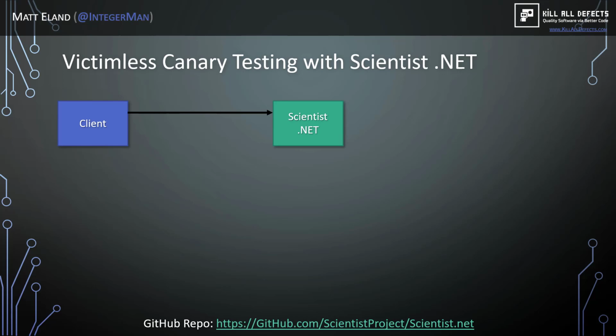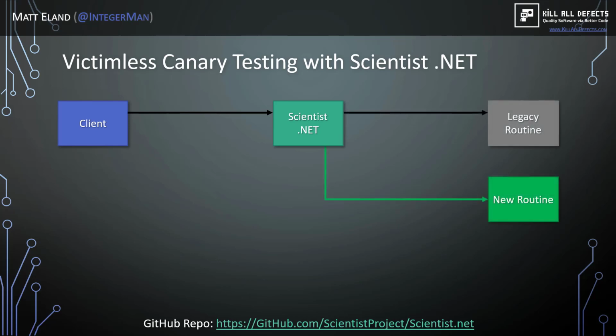But regardless, Scientist.net is a library that effectively says, okay, we're going to write a little piece of code that says, hey, I have a science experiment. Here's my old way of doing things. Here's my new way of doing things. We'll see the code for this in a minute here. But what this does is it's going to call out to both your legacy routine and to your new routine. And the results of that are going to come back, but only the legacy result is going to go back to the client. So this lets us compare the legacy and the new one. And what Scientist does, well, we'll talk about that in a second.